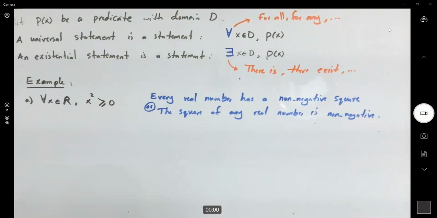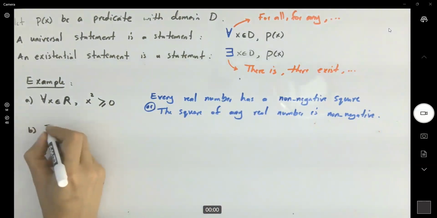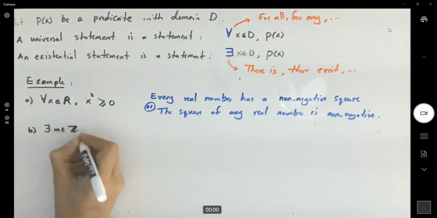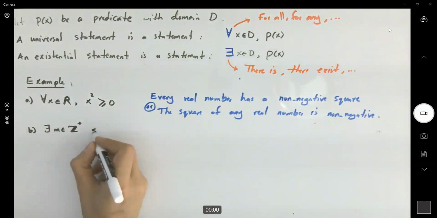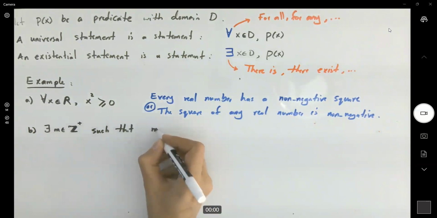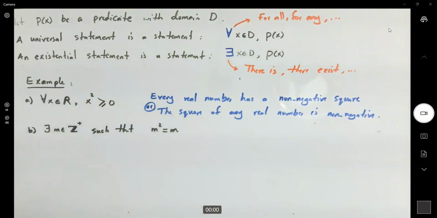Another example for you. B. There exists a positive integer m such that m squared is m. How do we translate this? There is a positive integer whose square is equal to itself.